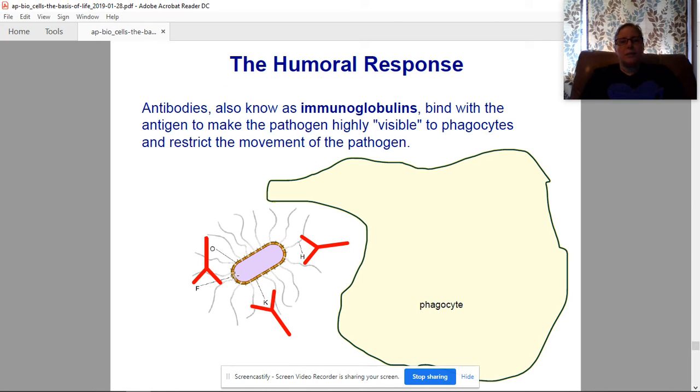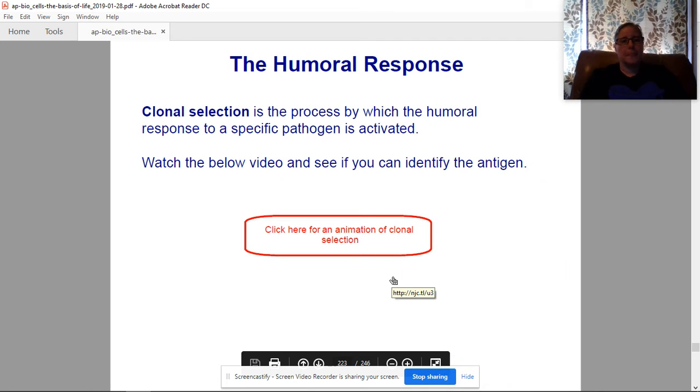The antibodies are also known as immunoglobulins. They bind to the antigen to make a pathogen highly visible to the phagocytes and restrict its movement. So now it's got these things attached. It's more clunky, so it doesn't move as well. Then a phagocyte says, oh, I see something I can eat. Yum. And it engulfs it and breaks it down. So if you get a chance, watch some of these videos that are attached to these notes.